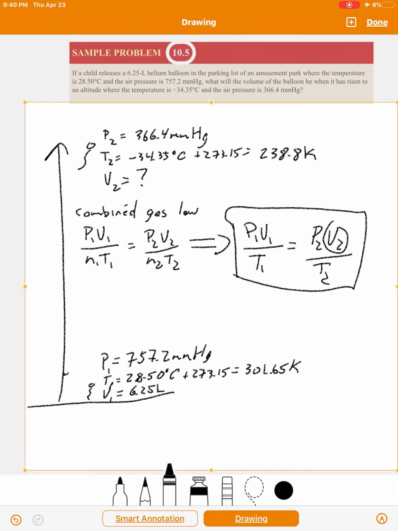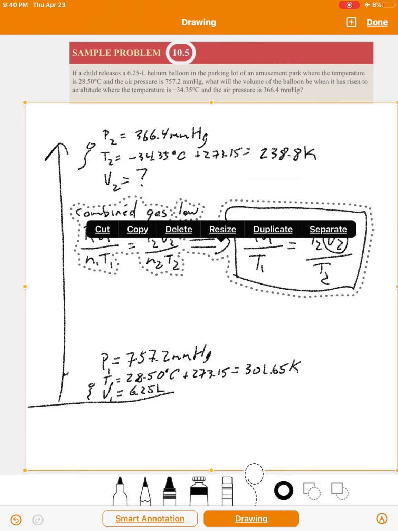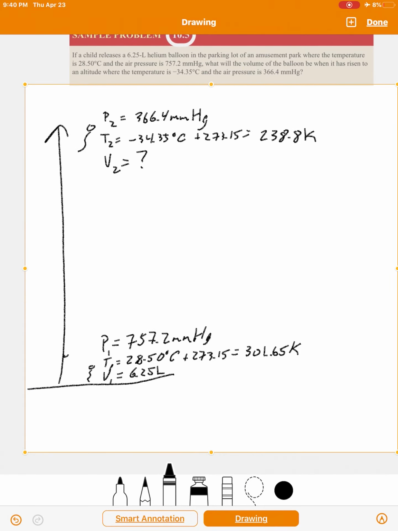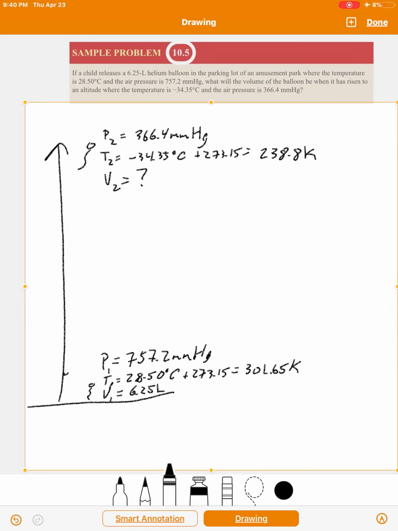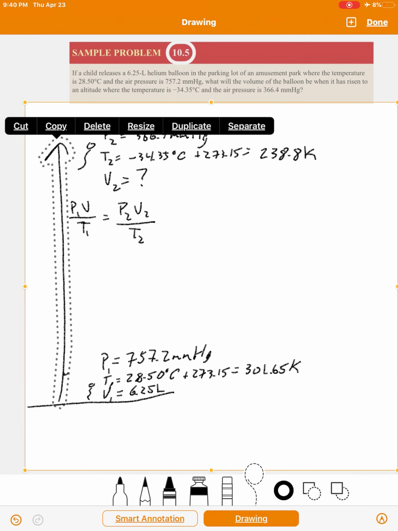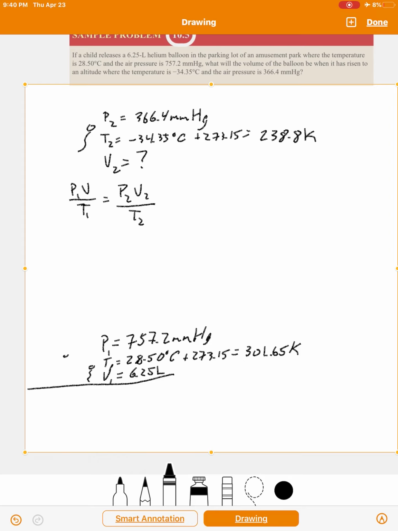I'm going to make a little room over here and show you the algebra. For some of you, this is simple. For others, it may not be. P1V1 over T1 equals P2V2 over T2. We're trying to find V2. So I want to get the P2 to the left side. I want to get rid of it on the right side.